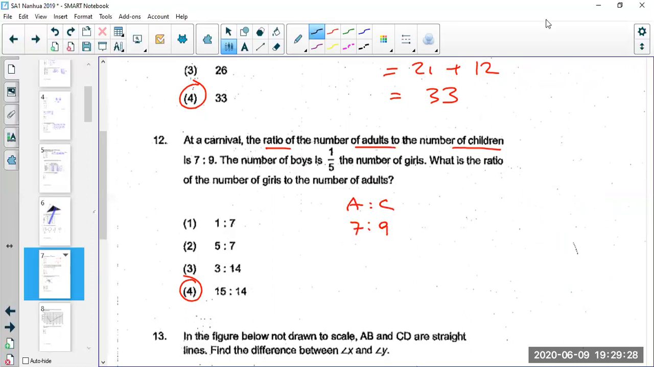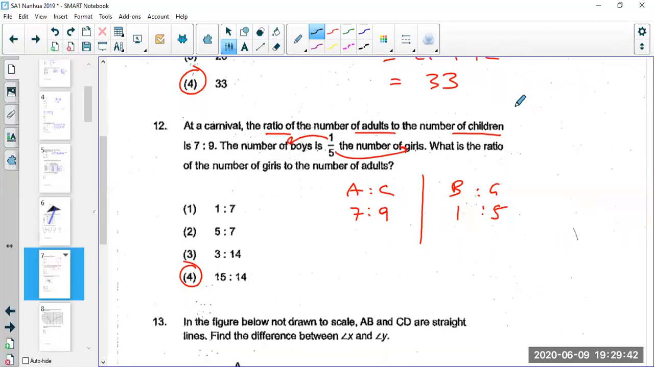Okay, and the boys, arrow pointing. Right, point the arrow. The boys is how many? 1, and the girls is 5. Okay, so you have 2 ratios. Now, if you look carefully, the 2 ratios are different. But if you think a little bit more, who are the children? The children are the boys and girls. And how many are they? 6.